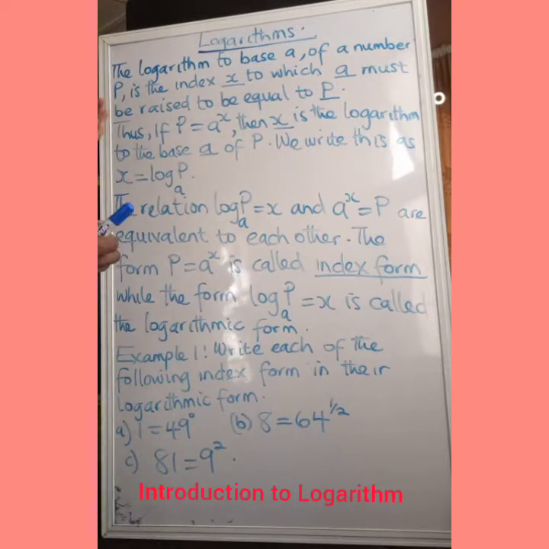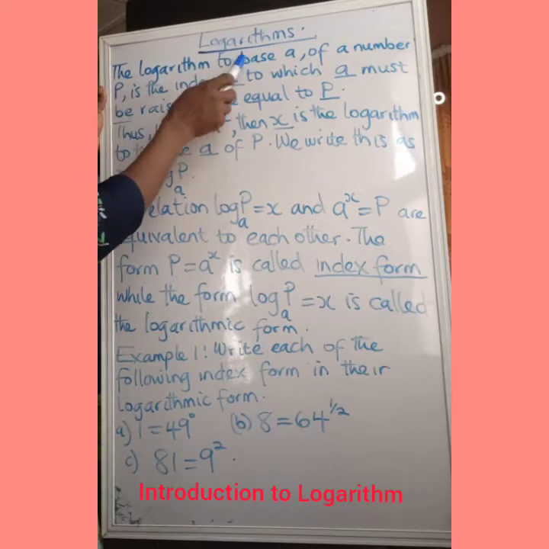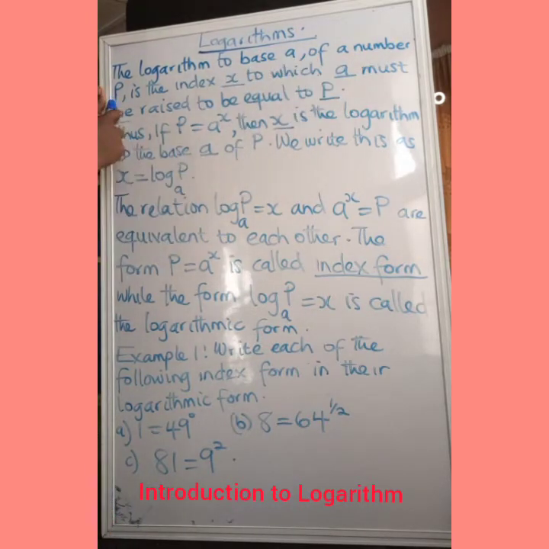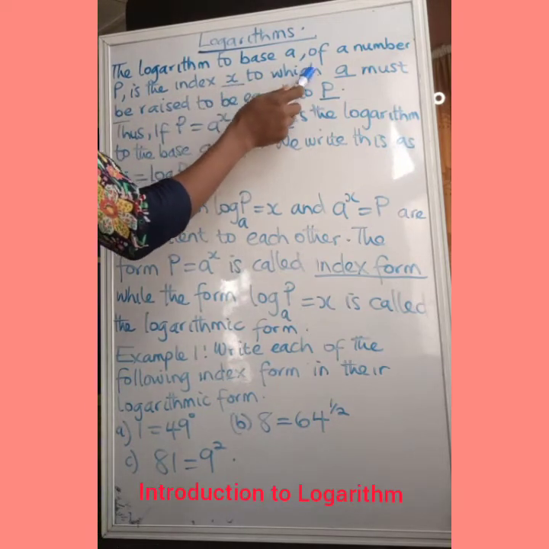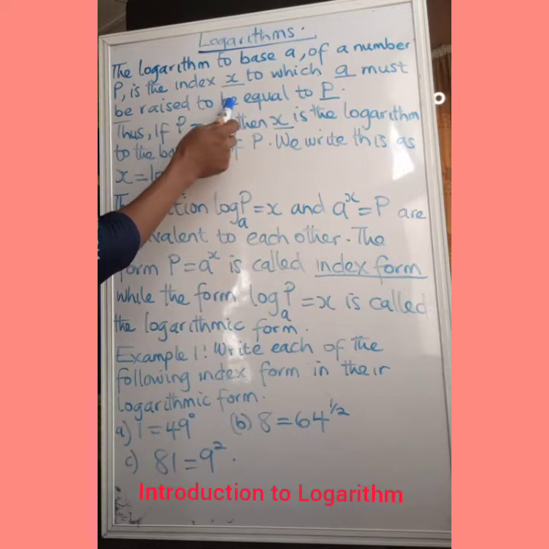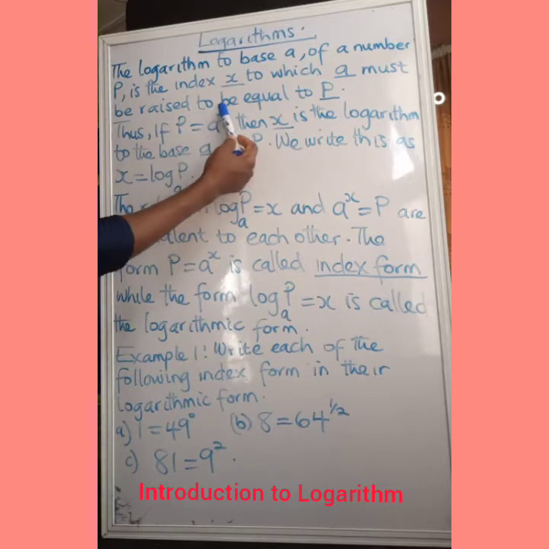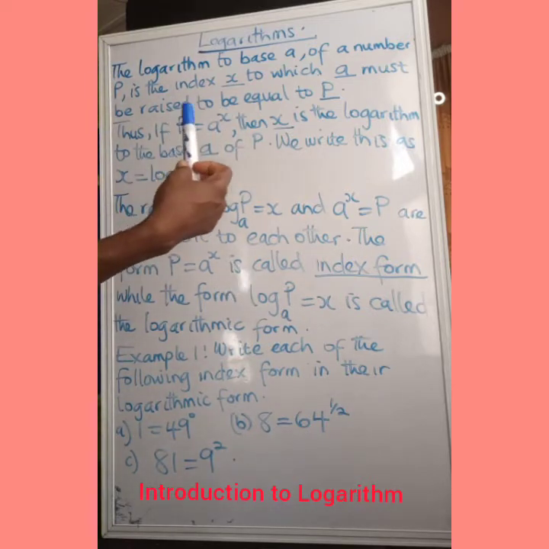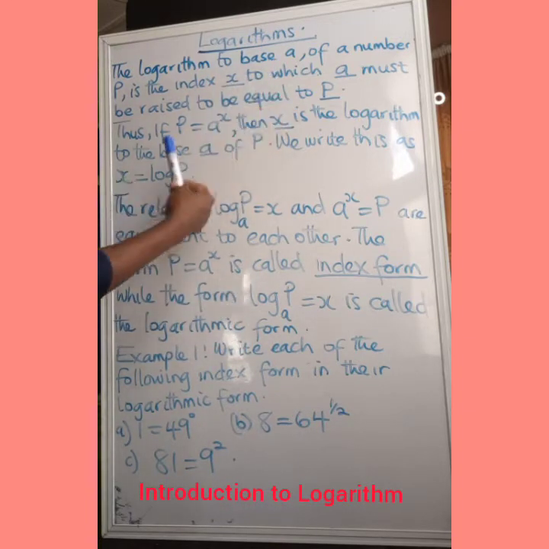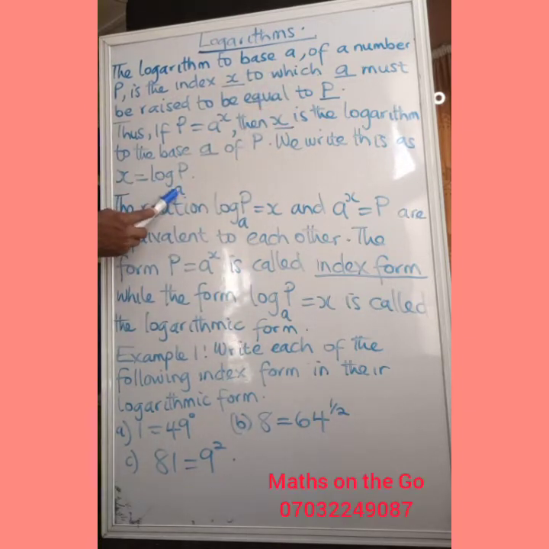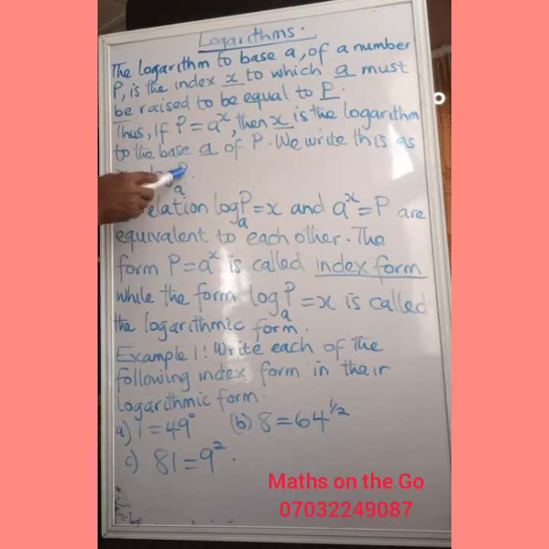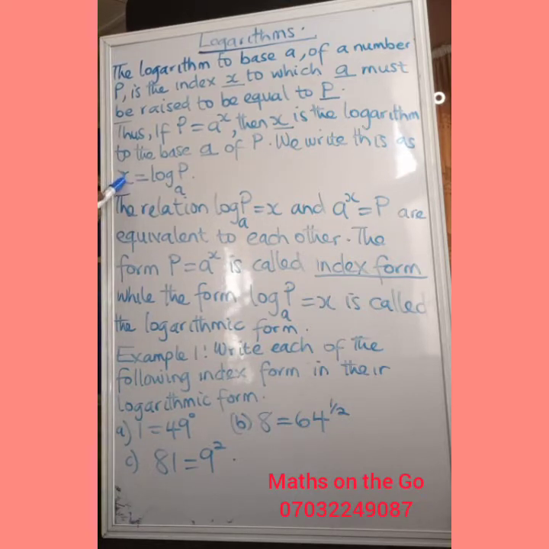Now, the logarithm to base A of a number P is the index X to which A must be raised to be equal to P. What does that mean? P equals A raised to the power X. This is what we were given. Then how do we write it in logarithm? They said the logarithm to base A of a number P is the index X to which A must be raised to be equal to P.